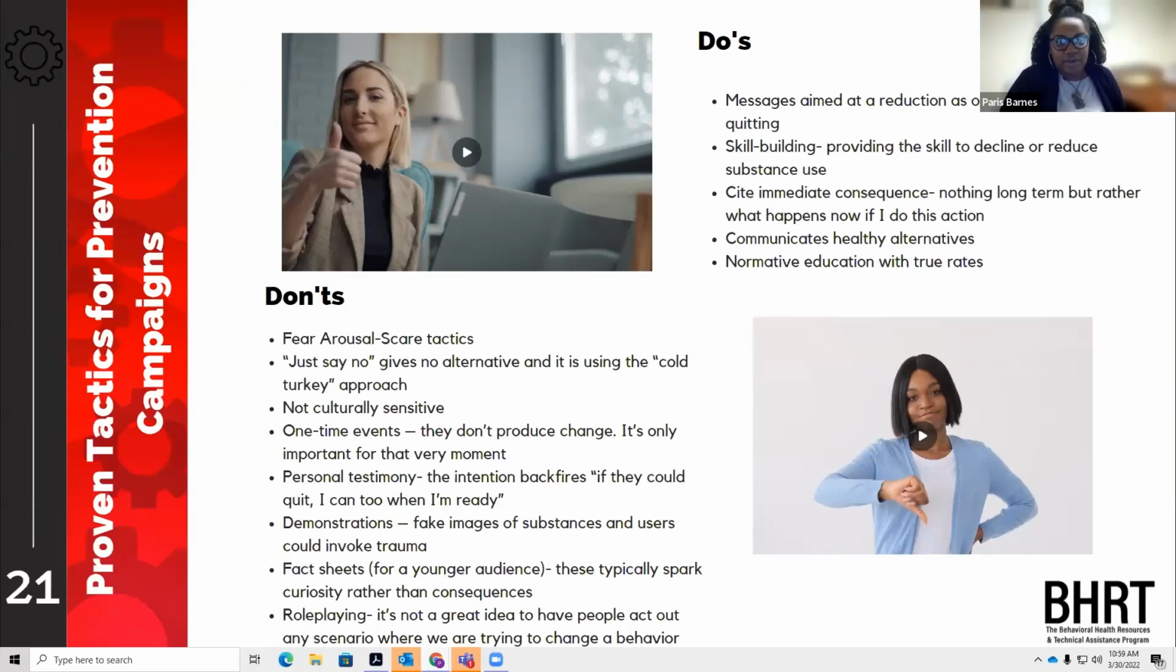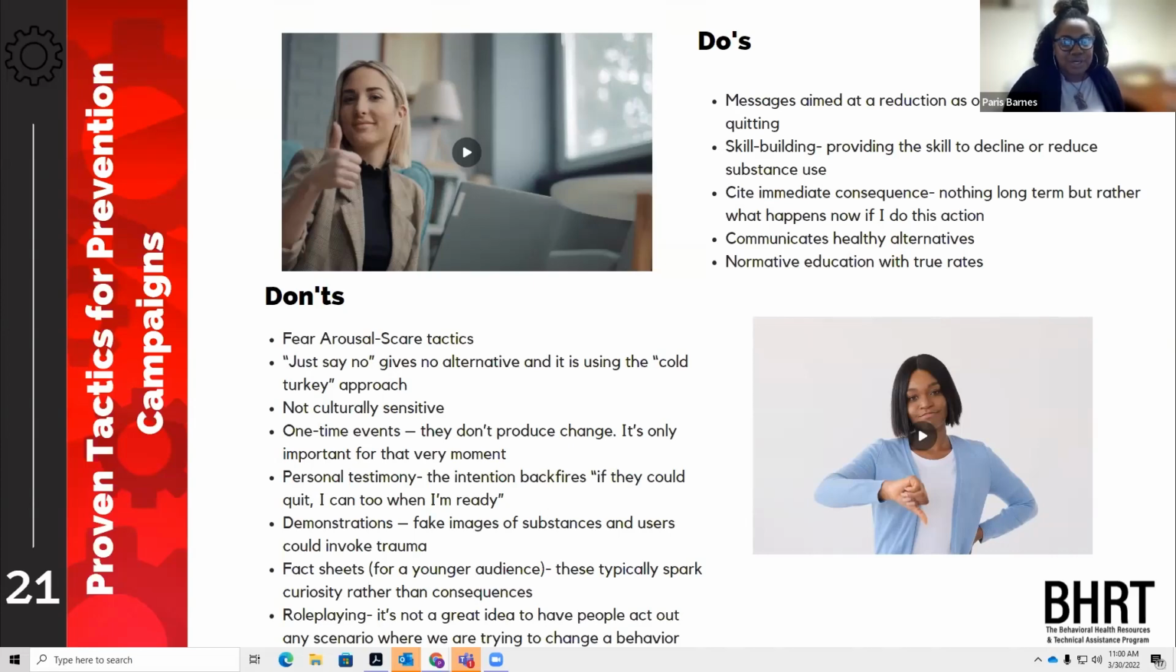We want to make sure that we're not creating ads that are not culturally sensitive. So we know the areas that we're going to be showing our campaigns to, but make sure that we're not doing things that aren't culturally sensitive to the viewers that need to see it. So make sure that we're not having underlying stigmas attached to whatever we're producing.